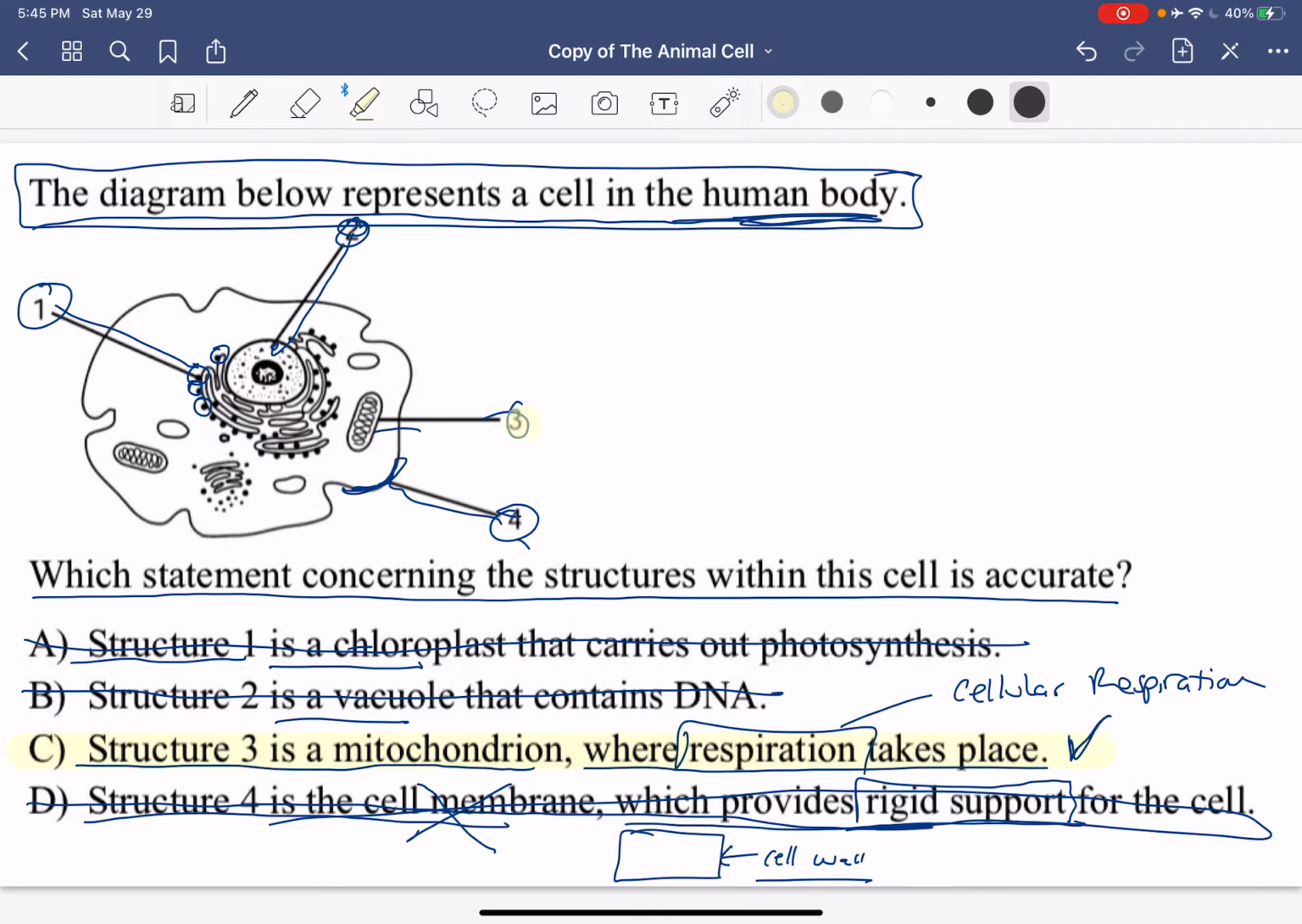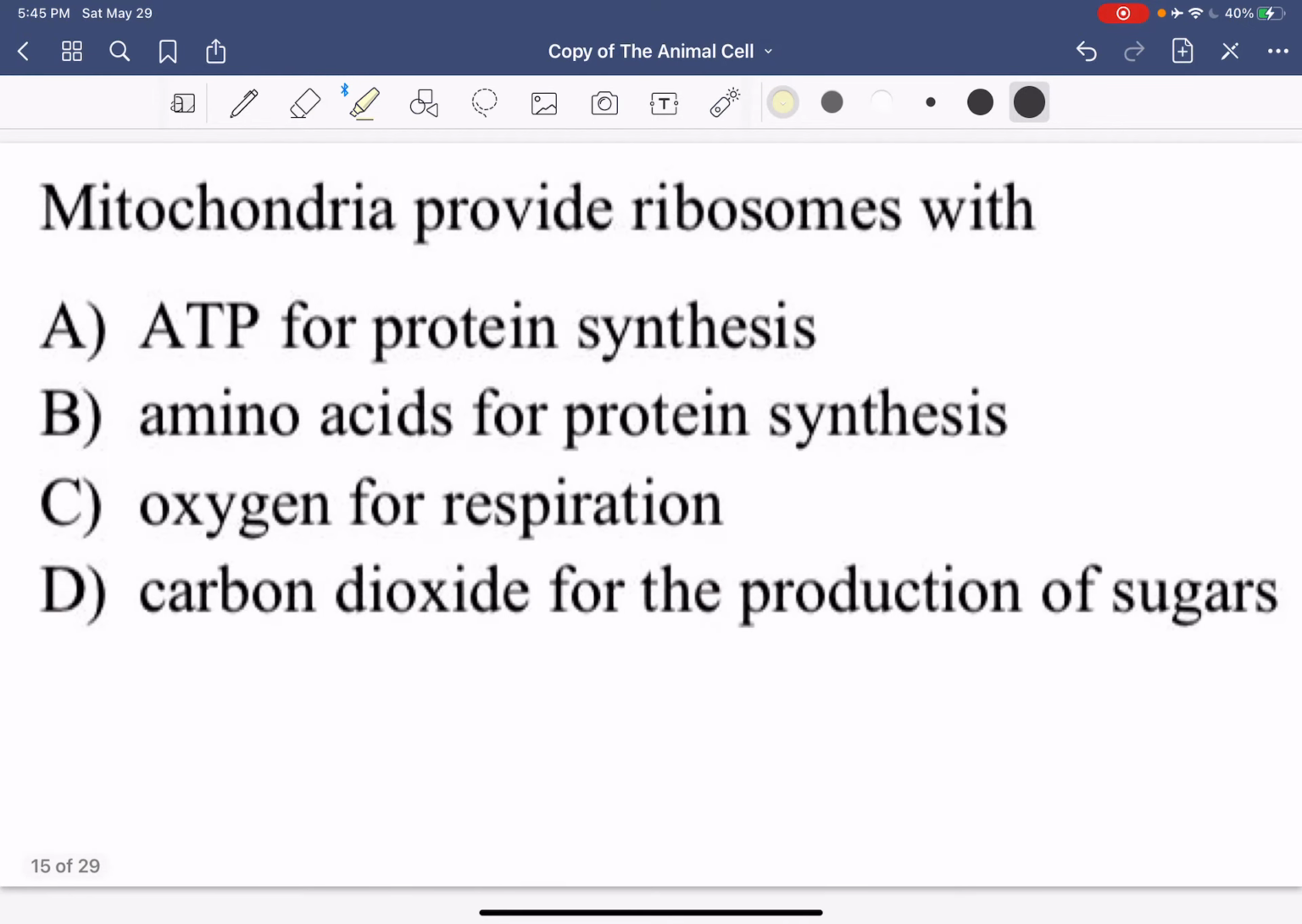Structure 3 is the mitochondria, where respiration takes place. A good thing for you to do, guys, now, maybe like after the 5th question, try to pause the video before I answer it to see how you're doing, and because you're just going to become an expert. All right, let's keep going.